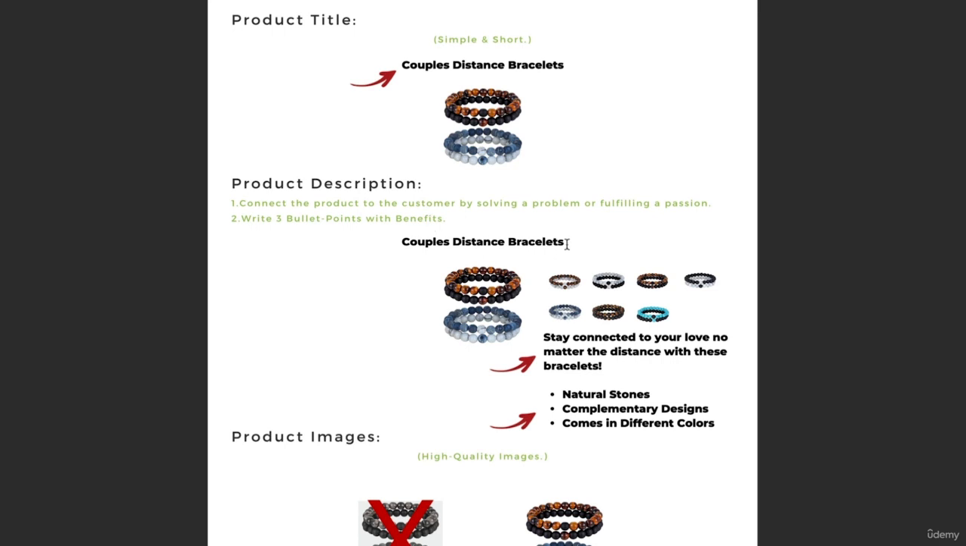So it could look like this. Here's the title, couples distance bracelets. And then we have the tiny description, usually 1 sentence. Stay connected to your love no matter the distance with these bracelets. It's a couples distance bracelets. And then 3 bullet points: natural stones, complementary designs, comes in different colors. So now we are gonna write something similar.